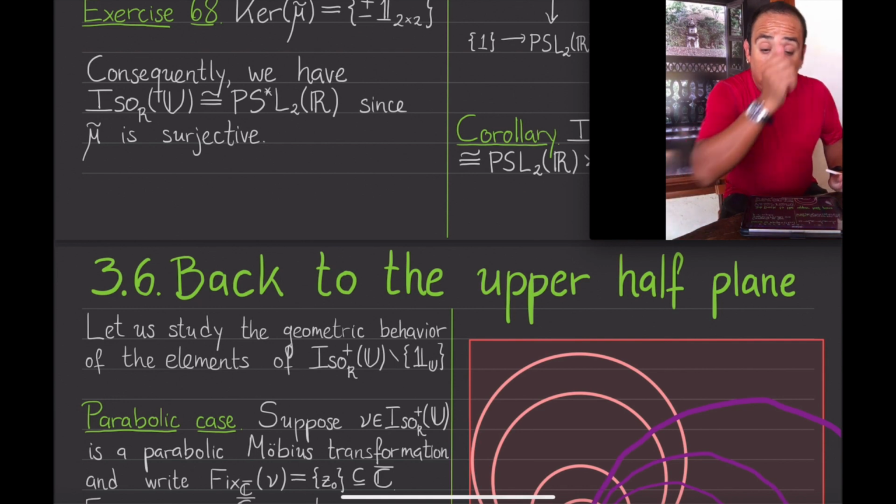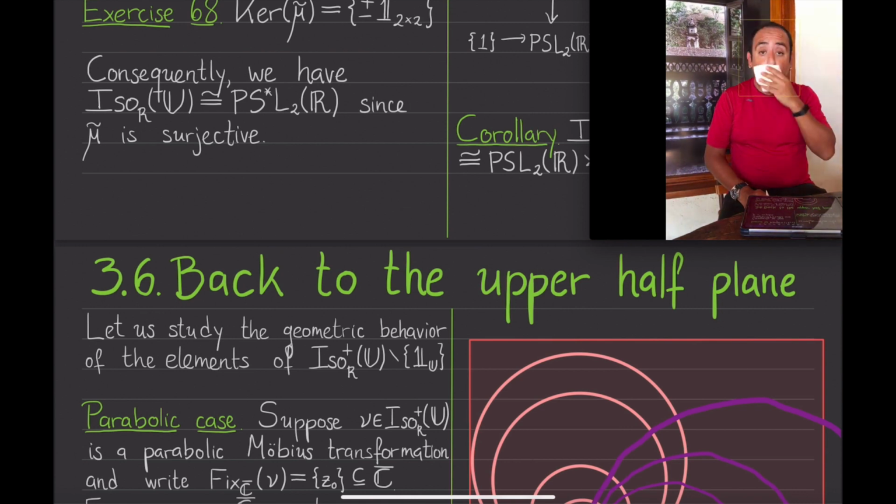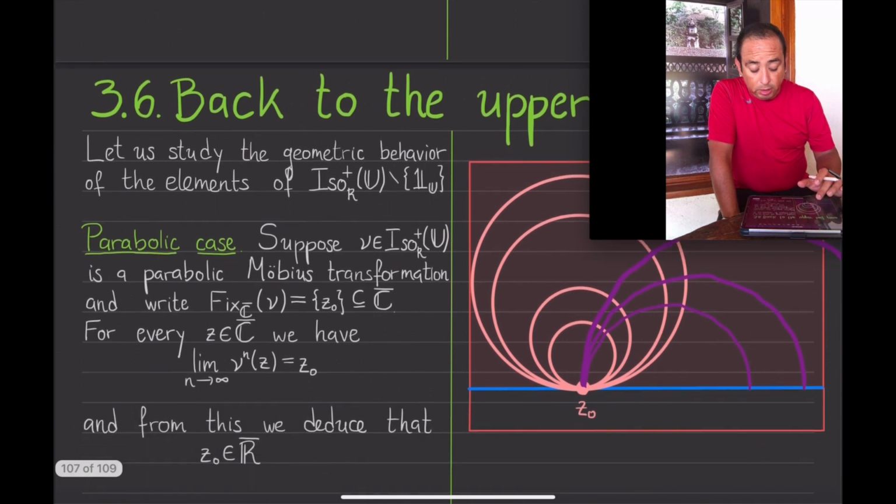geometry of the orientation preserving Riemannian isometries of the upper half plane. Namely, we are going to say a little bit about the geometric behavior of the parabolic, elliptic, and hyperbolic Mobius transformations that preserve U bijectively. So, we're going to divide into cases.